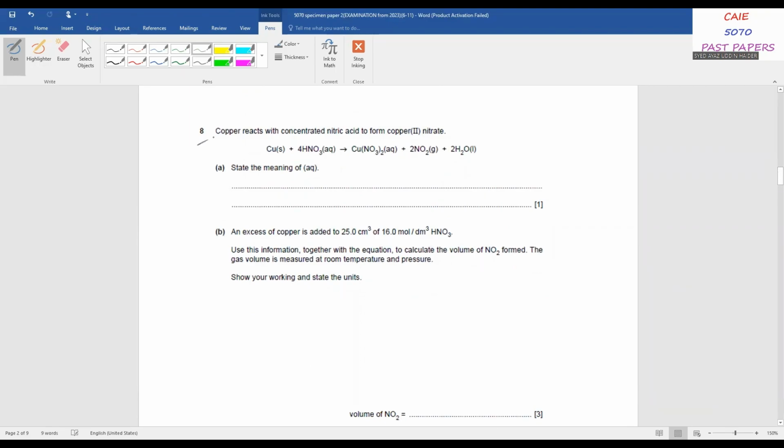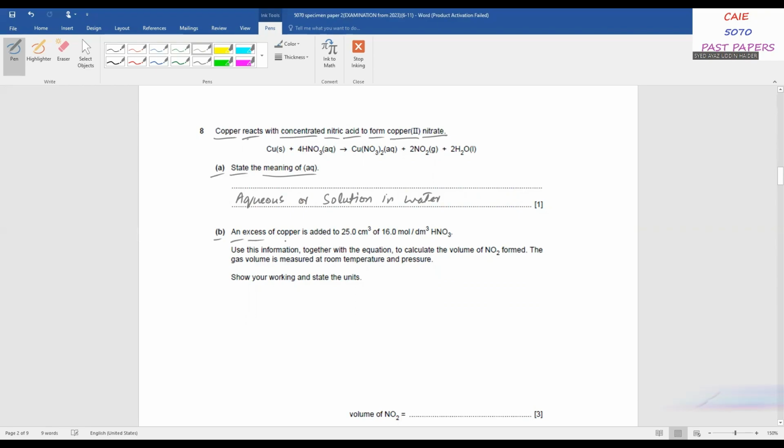Number 8. Copper reacts with concentrated nitric acid to form copper 2 nitrate. This is a reaction. State the meaning of aqueous. It's very easy. Aqueous means solution in water. AQ is aqueous. You can either write aqueous or solution in water. And for some salts soluble in water, we'll write solution in water.